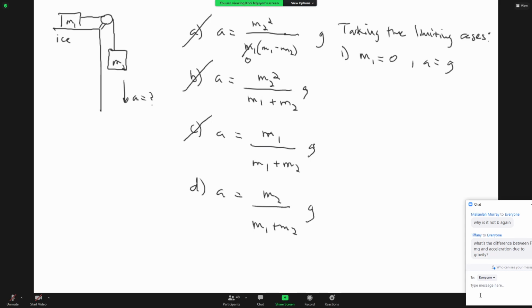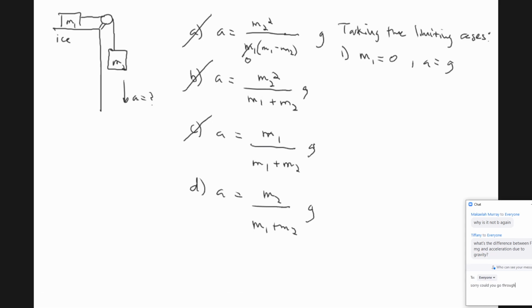I just chose the limiting cases. So you can either choose m1 to be 0 or m2 to be 0. Why not B again? Because what happens when you plug it into B? So a is equal to m2 squared all over 0 plus m2 times g. So this becomes m2g. That's a force, right? Mass times gravity. That's not an acceleration, Michaela. So that's why it's gone. You didn't keep your directions consistent, Melody. Well, I'll show you how you made that mistake.